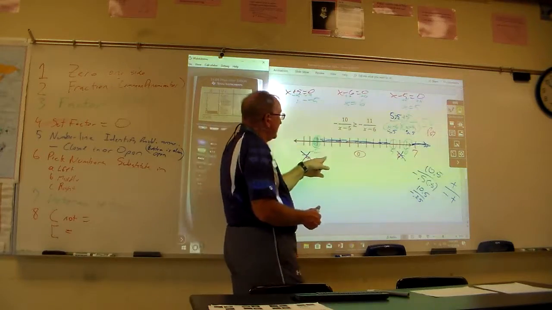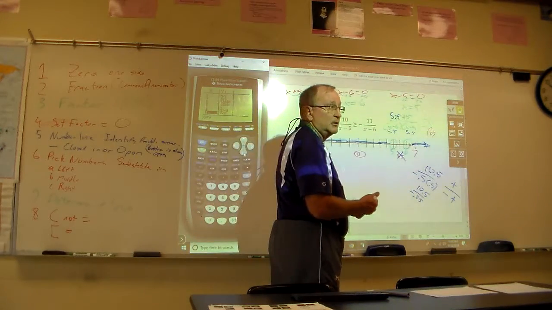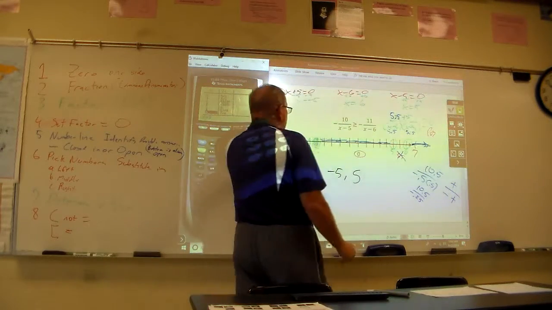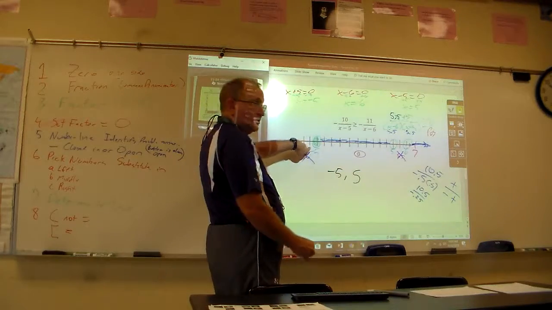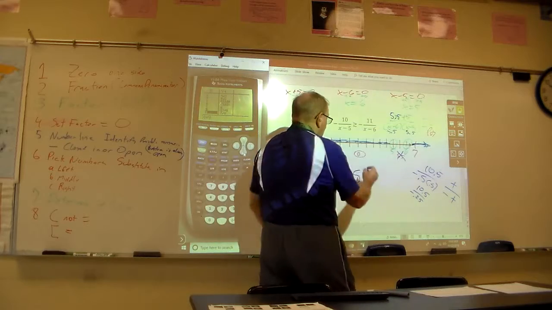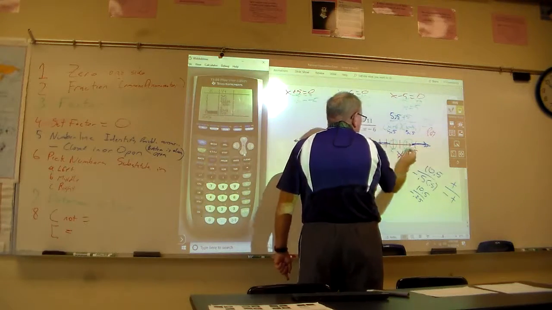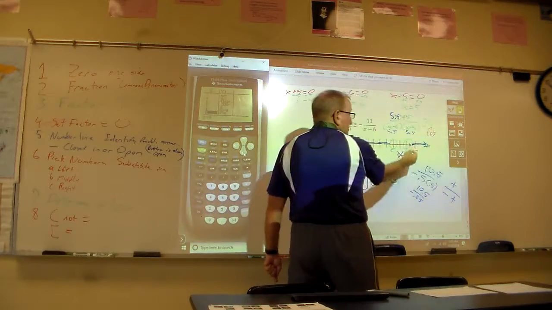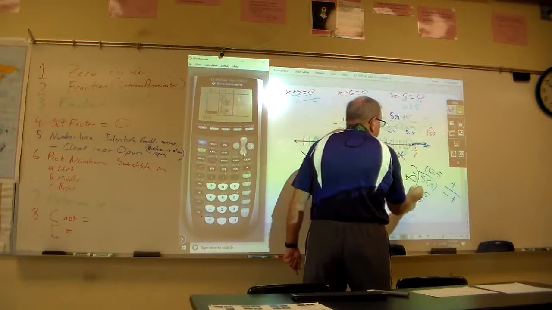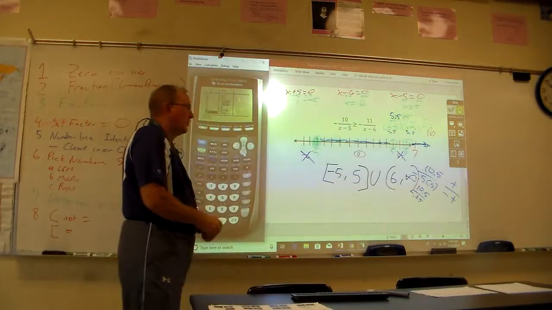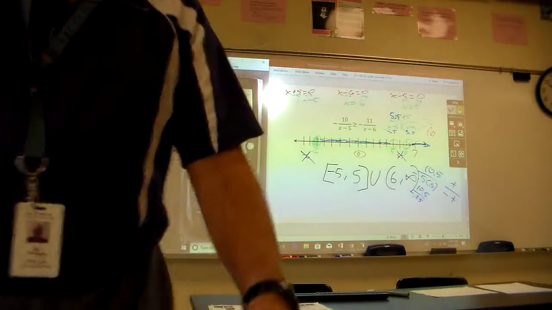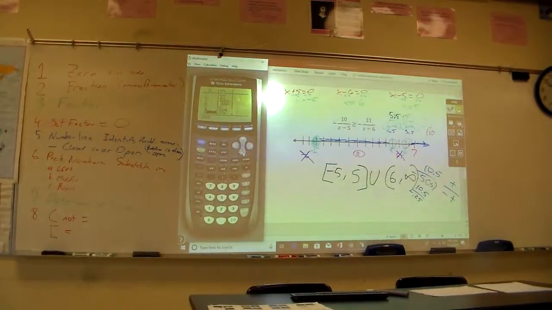The answers between negative 5 and 5 are good, right? So negative 5 and 5. However, is negative 5 part of the answer? So it's a bracket. Is 5 part of the answer? No. And then it goes, the union, 6 is an answer. Is 6 part of the solution? So it's a parentheses and it goes to infinities. And infinities are never brackets. So that would be your answer right there to that particular number. All right. Notice the calculator was a huge help, wasn't it?